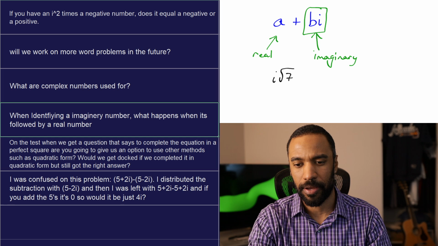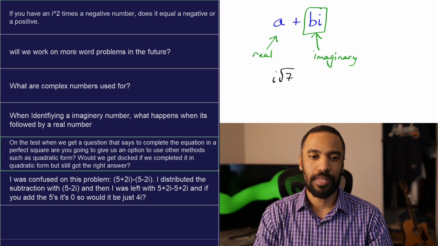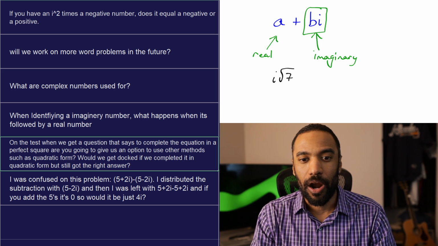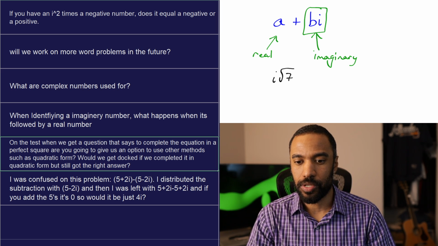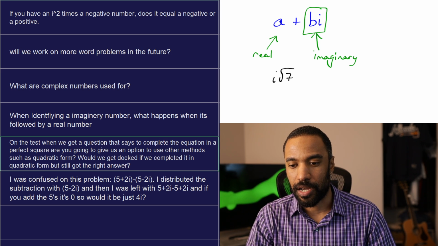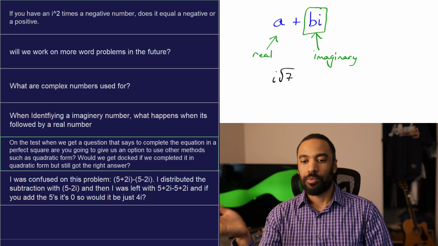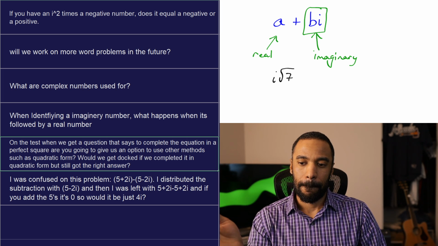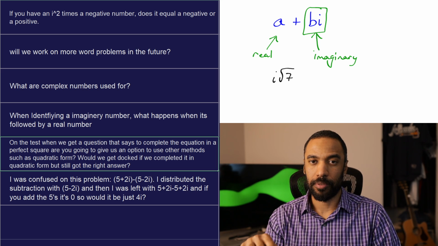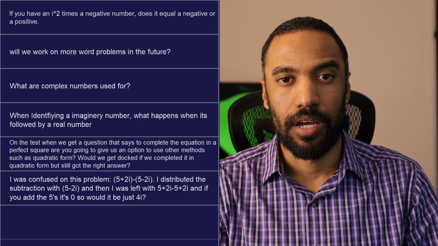Okay, sorry about that. All right, on the test, when we get a question that says to complete the equation in a perfect square, I don't know if you mean complete the square, are you going to give us an option to use other methods such as the quadratic formula? Would we get docked if we completed it with the quadratic formula and still got the right answer? So, okay, yeah. I think what you're asking is this. On the test, if it told you to solve by completing the square, but you used the quadratic formula, I guess you would be docked.